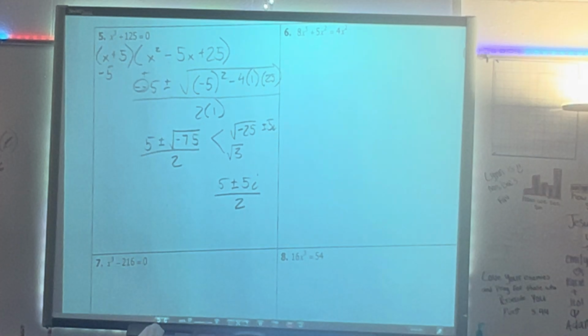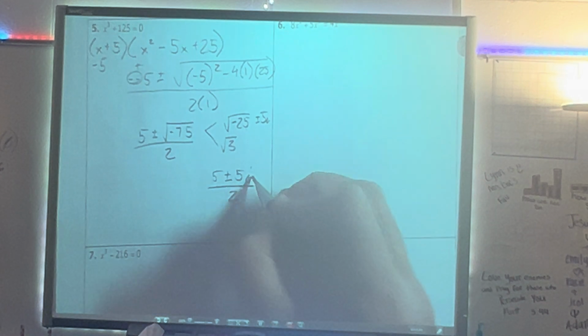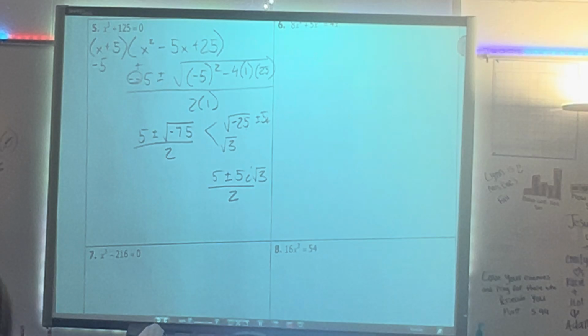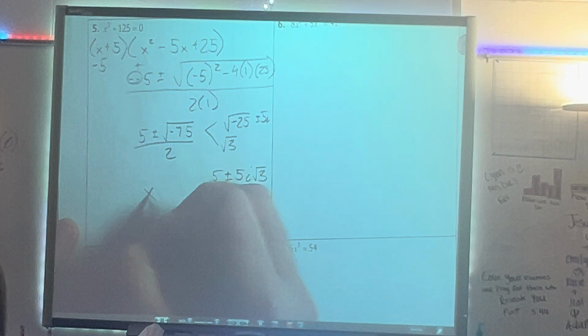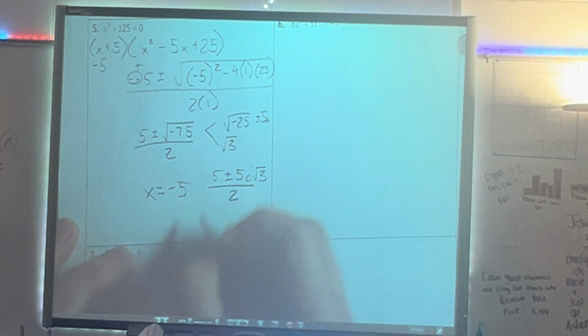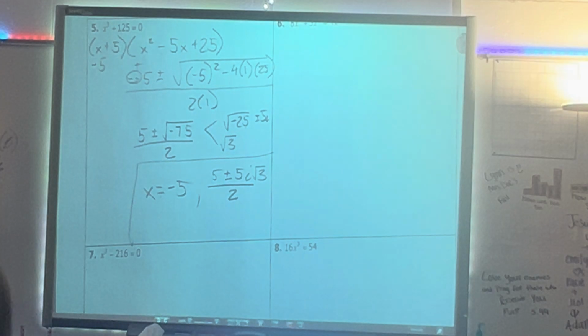Can I do anything with that? I cannot. Now, if this denominator down here was 5, then I could, right? But I can't do anything with that. Oh, square root of 3. Everybody okay there? All right, so that's those two. So I have x is equal to, I've got a negative 5, and then I've got those two there. That's all of them. Y'all okay there?